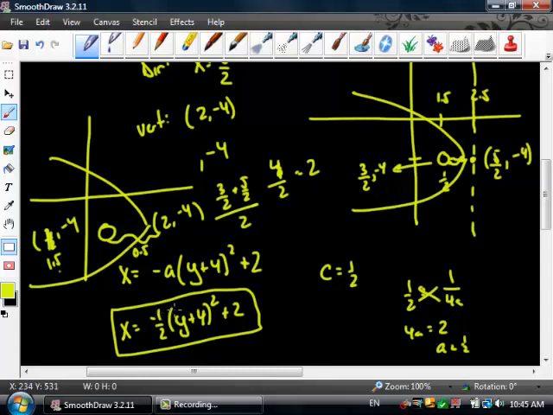Okay. Chief. The vertex and the focus, or the vertex and the directrix, it doesn't matter, because the distances are the same.